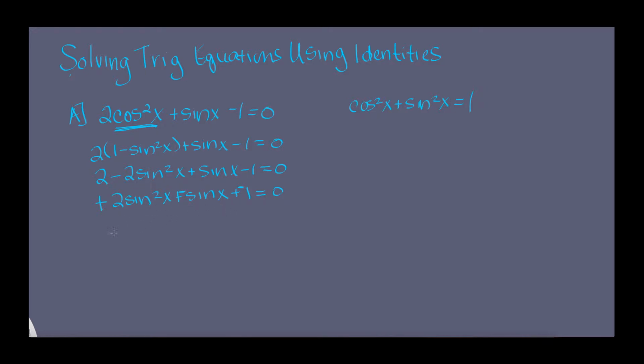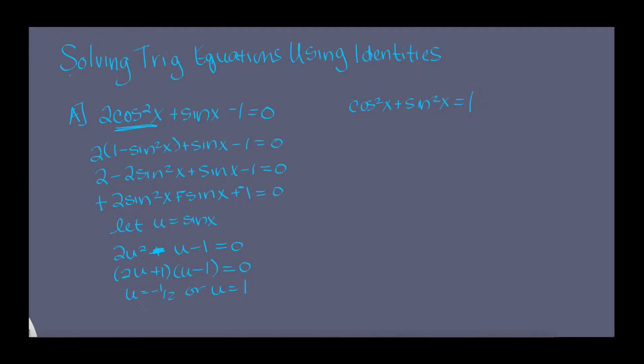Now I have one of those equations of quadratic form that we were talking about last class, right? So I can do a substitution here. I could say let u equal the sine of x. So 2u squared minus u minus 1 equals 0. And now we can factor: 2u plus 1, u minus 1 equals 0. This is going to be a negative 2u plus 1u, which gives us our negative u. So u is either going to be negative a half or u is going to equal 1.